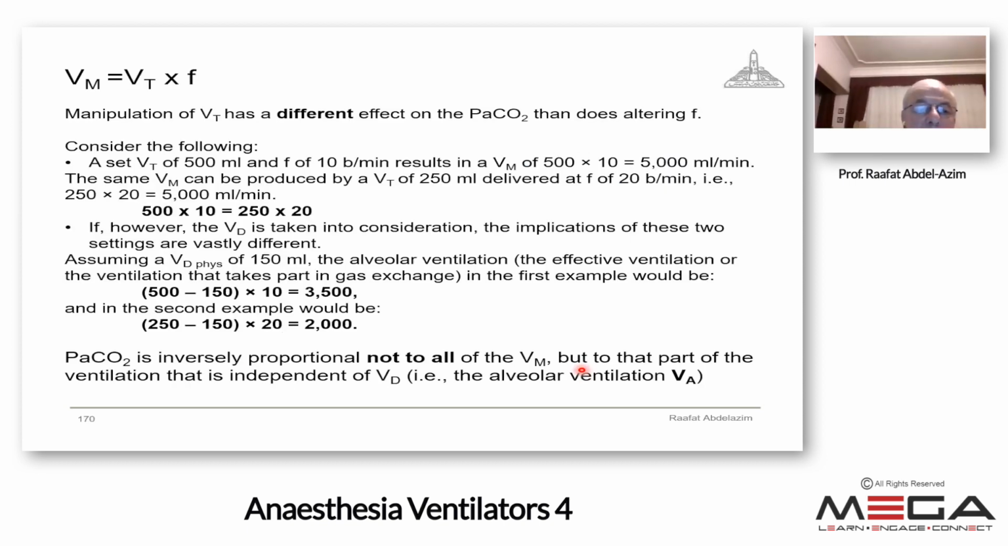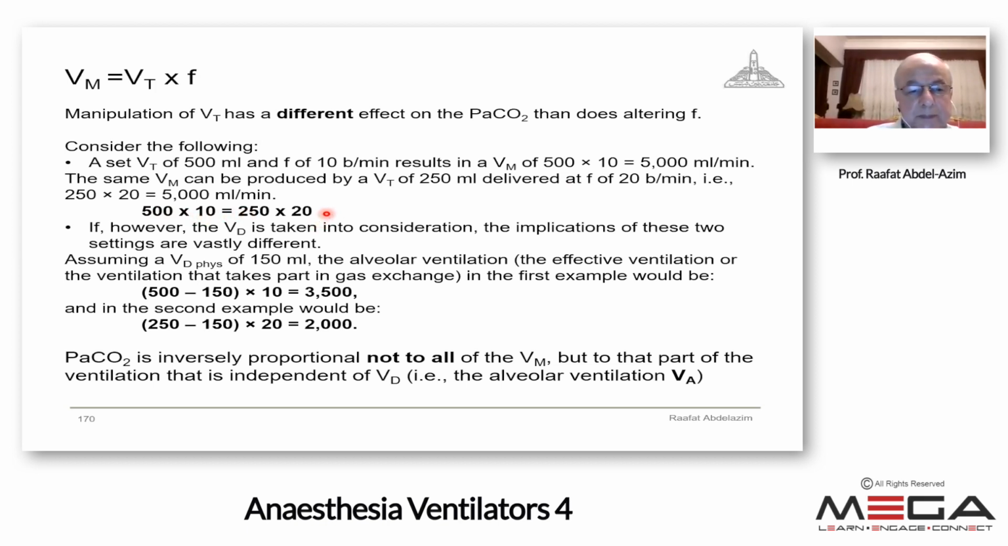Now we go to some manipulation of the equation. I said that the minute volume is tidal volume times frequency. But what to change? Is it the tidal volume or the rate? Let us consider that we have a patient having a tidal volume of 500 milliliter, and the rate is 10 per minute. So the minute volume is 500 times 10, it is 5,000 milliliter or 5 liter. If we halve the tidal volume and double the rate, we have the same effect. That is 500 times 10 per minute equals 250 times 20.